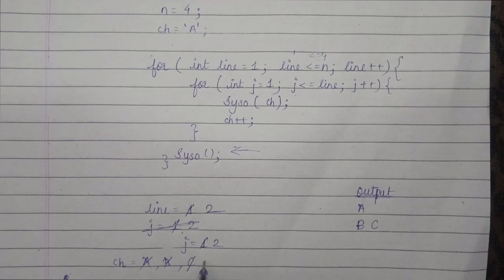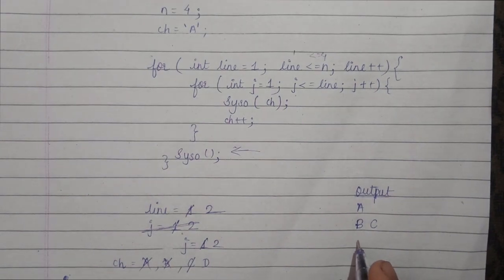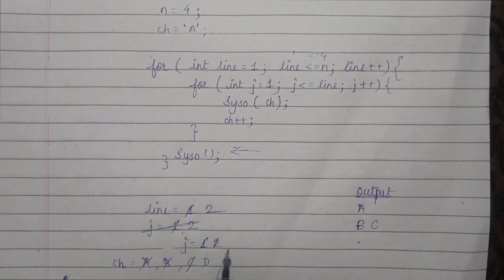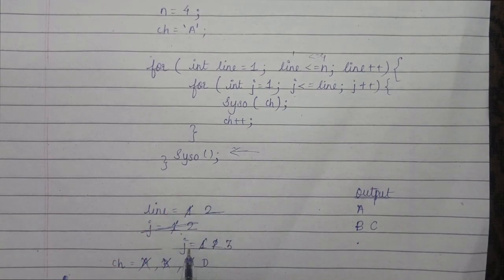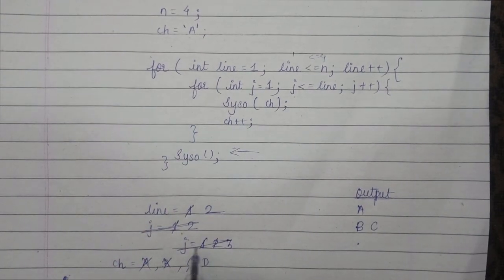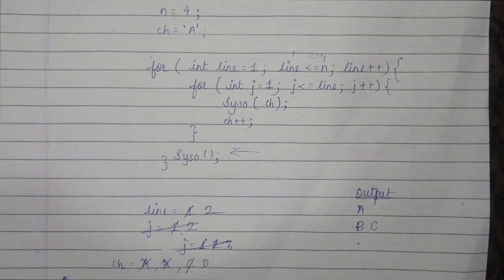Now the character will be D, and the compiler will go to the next line. j's value is now 3. Now it will check the condition: is 3 less than or equal to 2? The condition will be false, then the inner loop gets terminated here. Now j's value is again initialized to 1 only.